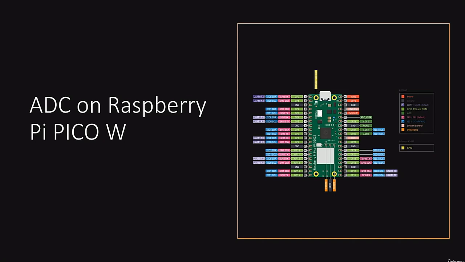This video is about understanding the usage of analog to digital converter which is present on RP2040 microcontroller. This microcontroller is the heart of Raspberry Pi Pico boards. So let's get started.